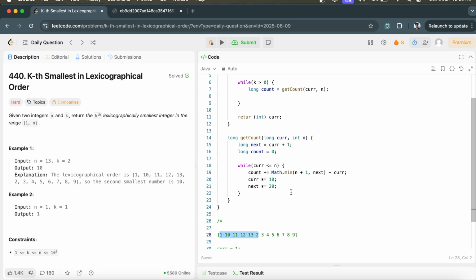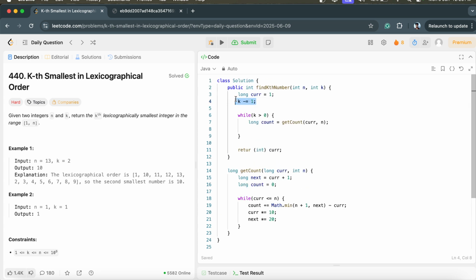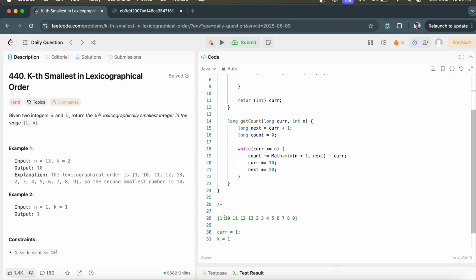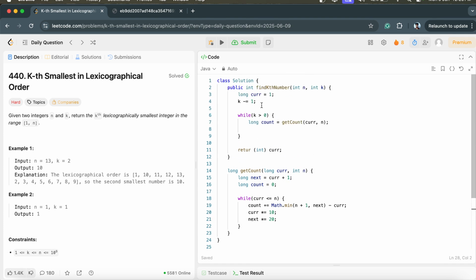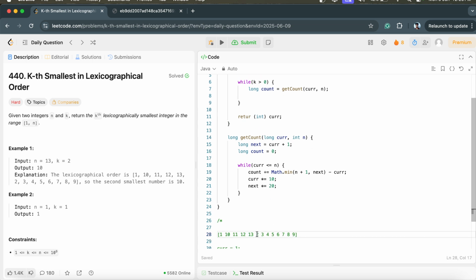So see, 1 is already considered, so k got reduced to 1. Now between 10 to 2, 2 is also getting included in this one. So in total, if we see 1, 2, 3, 4, 5, total 5 is something we got, and k already got reduced to -1. So here now 2 also should get reduced.